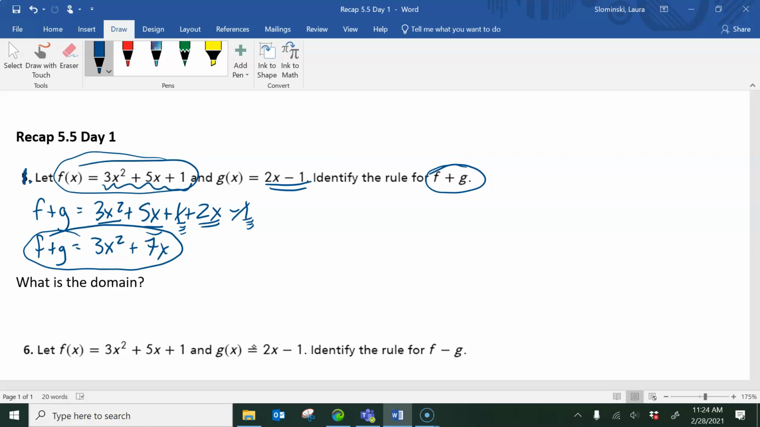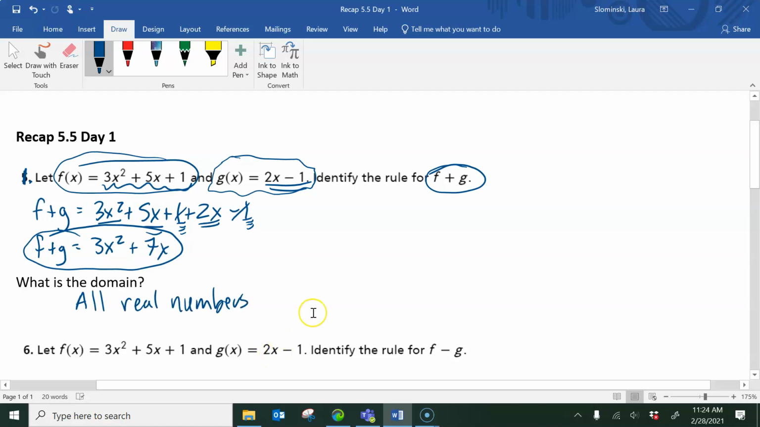So f of x, that's a quadratic. It's an x squared graph, which I know the domain of all quadratics is all real numbers. G of x is a line, because 2x minus 1 is a line, which is also all real numbers. So if the domain of both your originals is all real numbers, that means that it's all real numbers if you add them together.